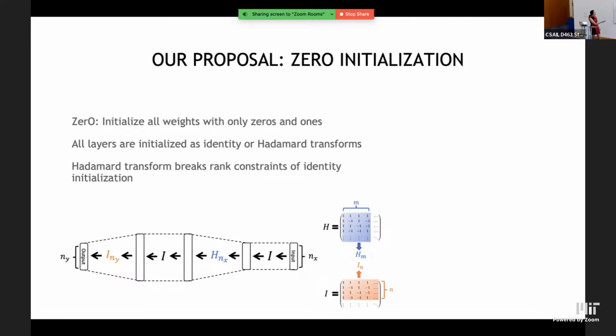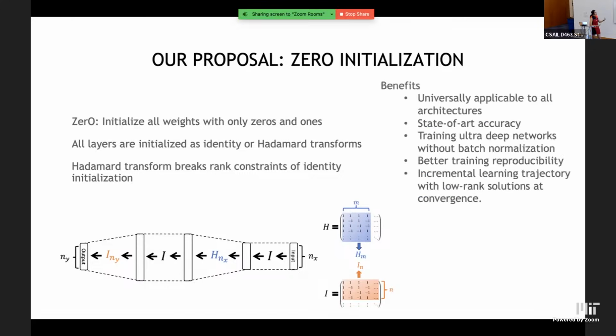By combining identity and Hadamard transforms, we can get very effective training. The accuracy is similar to random initialization, but the benefits are you don't need batch normalization, you have better generalization in many cases with incremental learning, and you have applicability to any architecture. It's not architecture dependent. This may be of interest especially in Bayesian neural networks, where random initialization itself can affect uncertainty quantification. So there's one other source of stochasticity we can avoid, and you have better reproducibility and better control over what the neural network is doing. But I'll stop here.